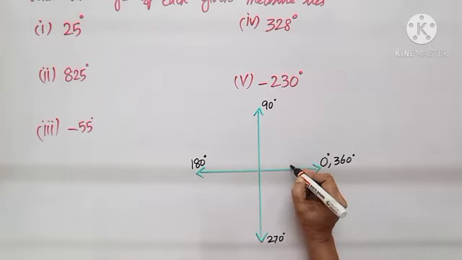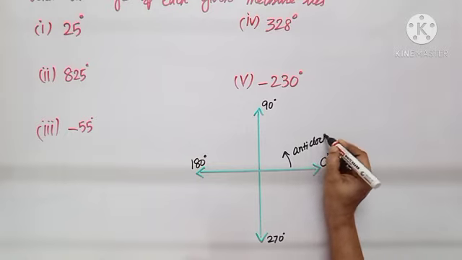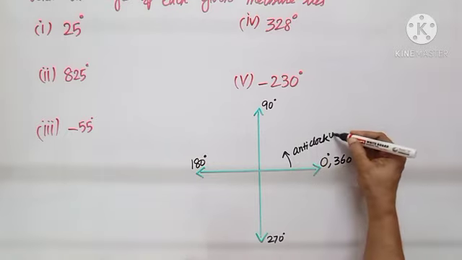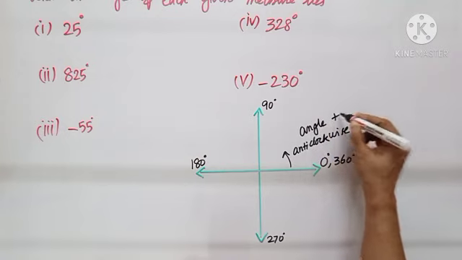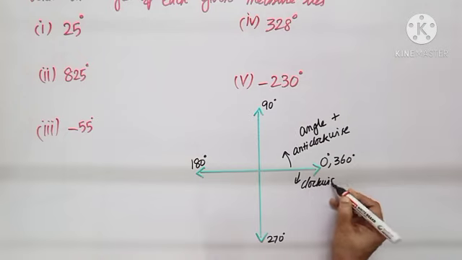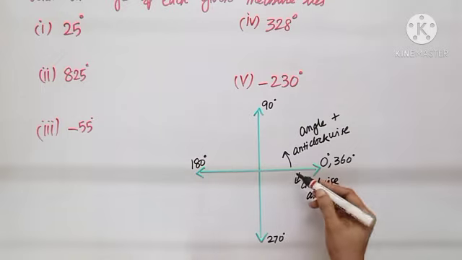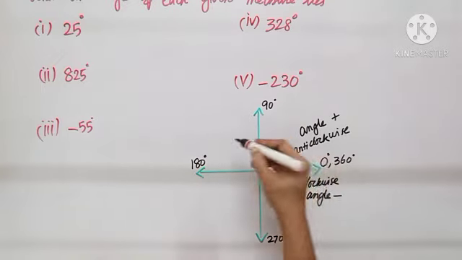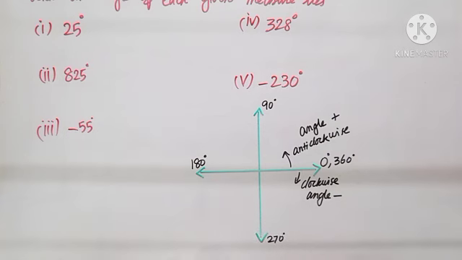When I go in anti-clockwise direction, like this way, we call the angle positive. When I come in clockwise direction, we call the angle negative. So if we measure in this way, it is a positive angle. If I measure in this way, it is a negative angle.